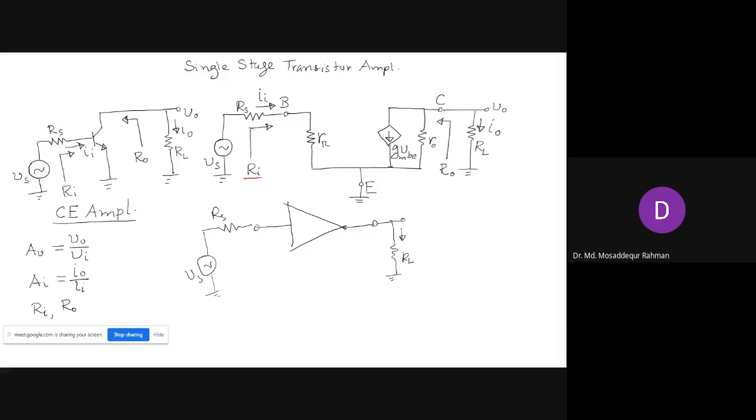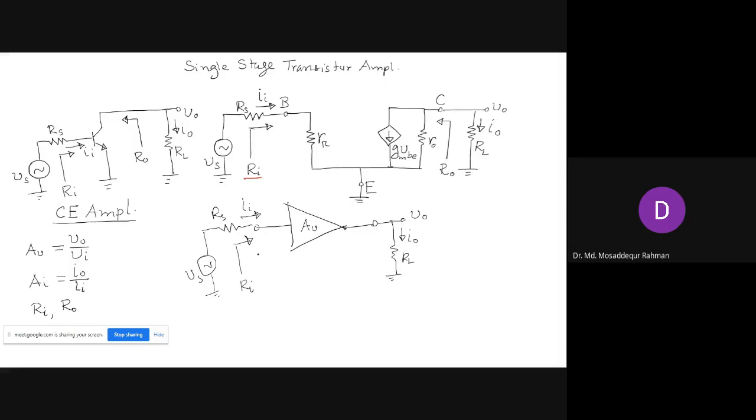The current that flows in the load we denote as I naught, the output voltage is V naught. The gain of the amplifier we denote by A, or more specifically for voltage gain AV. The current that flows here we denote by I input current, that is the input resistance. So amplifiers can have different configurations, different designs. But in general, this is represented by this, and these are the parameters for the amplifiers.